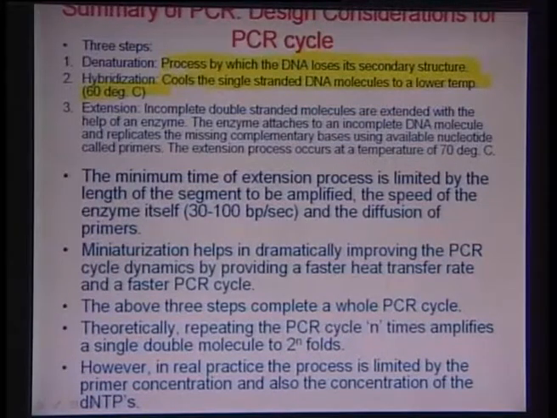And extension is essentially when the incomplete double-stranded molecules are extended with the help of an enzyme, the Taq polymerase. The enzyme attaches to the incomplete DNA molecules and replicates the missing complementary bases using available nucleotides, starting from the primers. And the extension process occurs at a temperature of about 70 degrees or so.